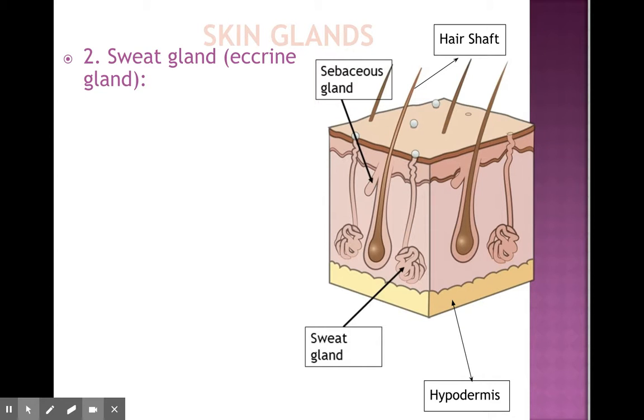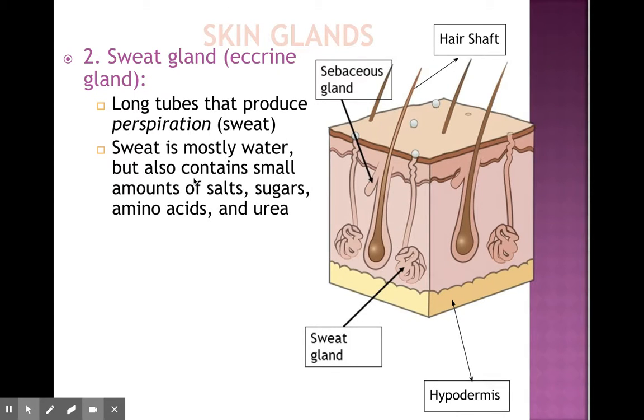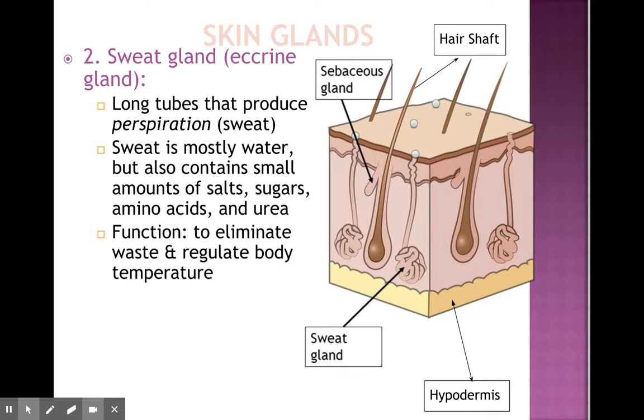Second kind of gland is called a sweat gland. A more scientific term for that is an eccrine gland. These are long tubes that produce perspiration or sweat. They do what you think. So they kind of look like little knotted up tubes at the bottom, and then they kind of are long tubes that enter onto the surface of the skin, and they secrete sweat. Sweat is mostly water, but it also contains small amounts of salt, sugars, amino acids, and urea. Sweat serves a couple of purposes. One is to get rid of waste, and the other is to regulate body temperature. So when we talked about homeostasis, how our body can sweat and it helps to cool us down. That is one of the main purposes of these sweat glands.